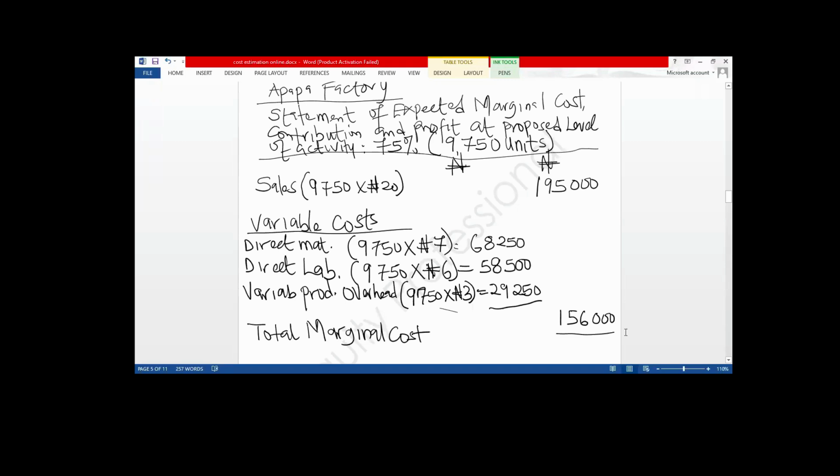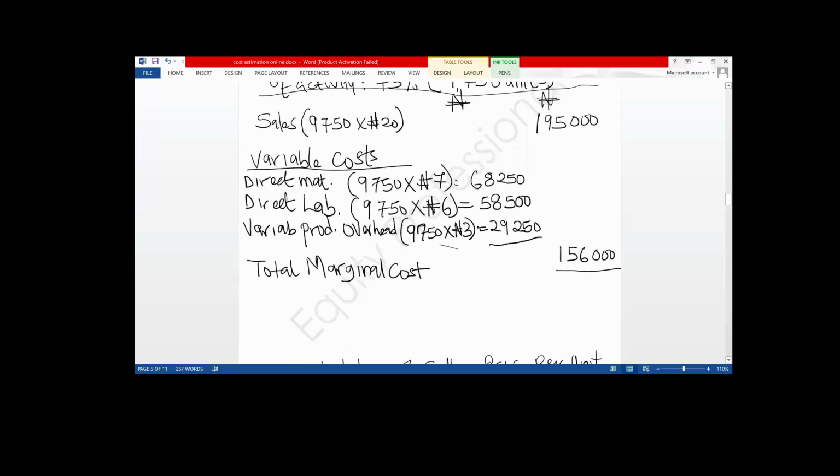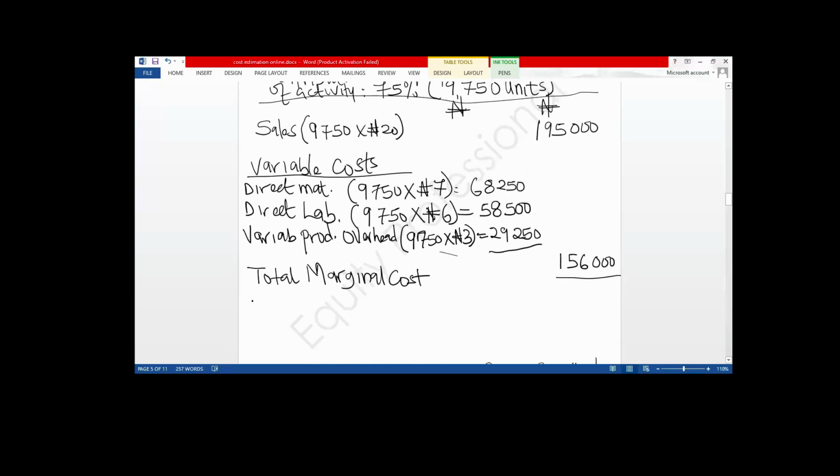You can now get your contribution. Contribution is sales value less marginal cost. Is that not so? Yes, sir. So please compute contribution: 39,000. Contribution is equal to sales minus marginal cost. This will give us 39,000.